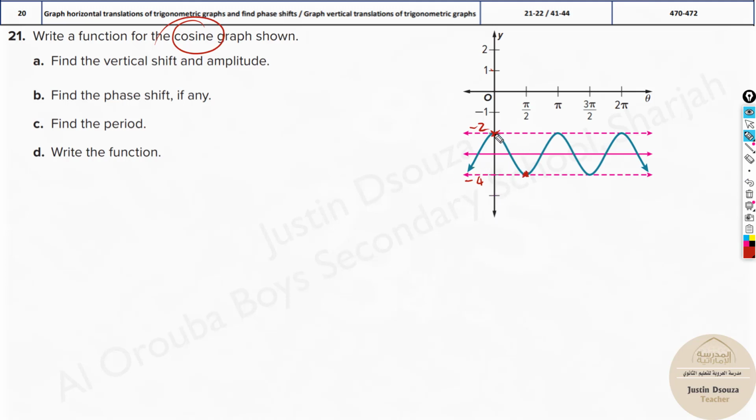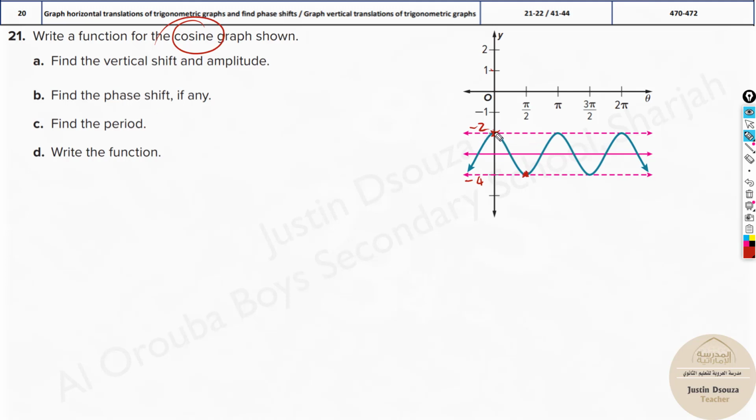Phase shift means instead of starting from above, the cosine function, instead of starting from the maximum point, what if it started from here? That means there is a shift by so many degrees, so much distance. So that is phase shift. But over here, there is no problem of that. We will see another problem about the phase shift.